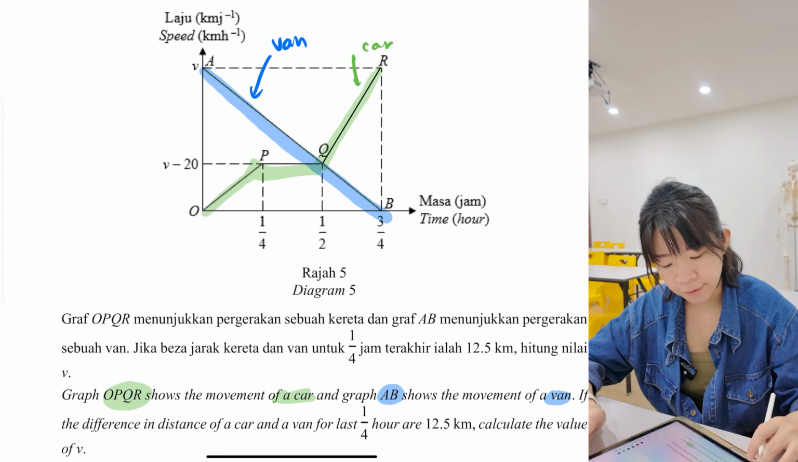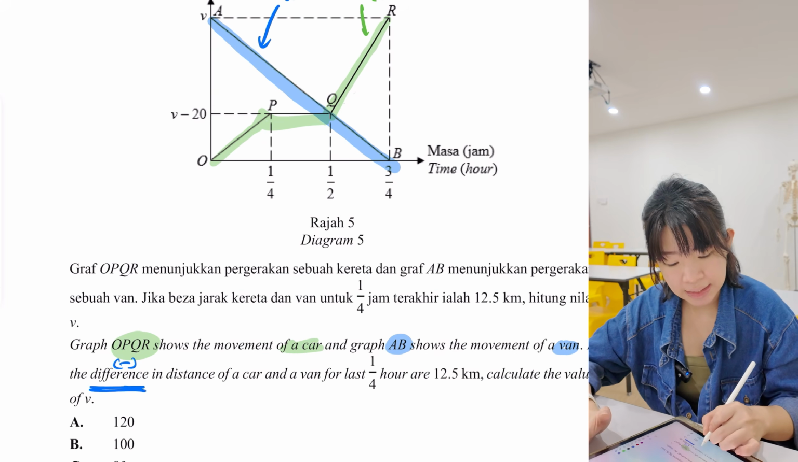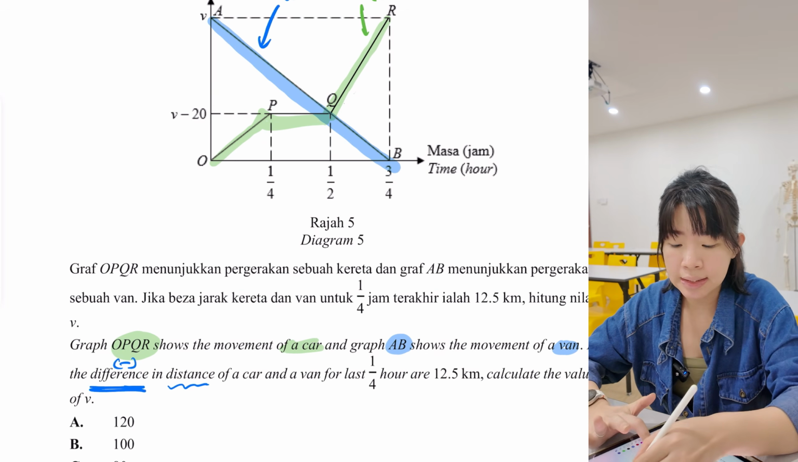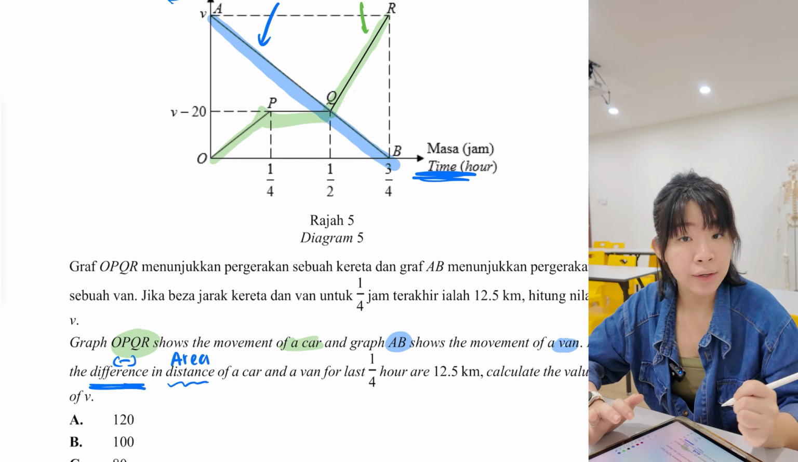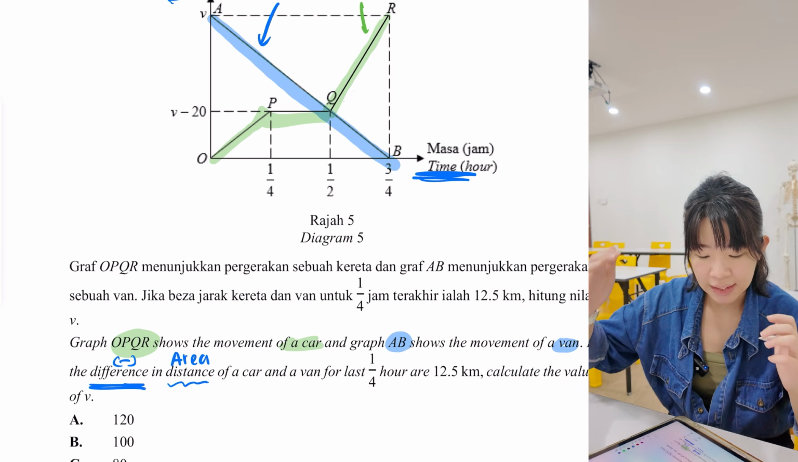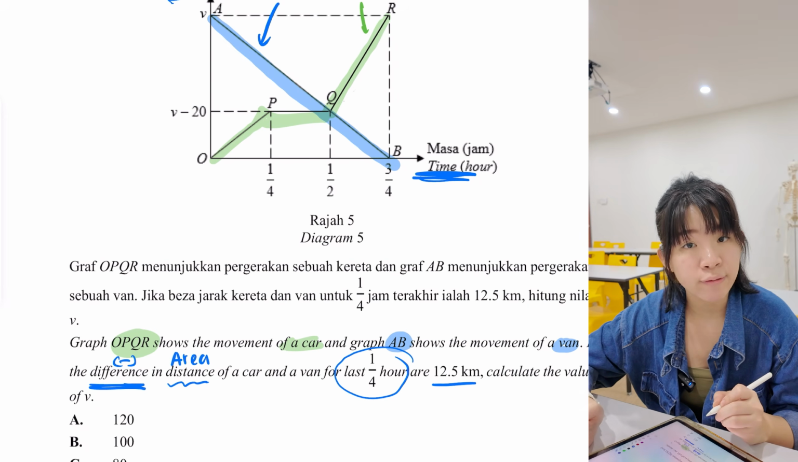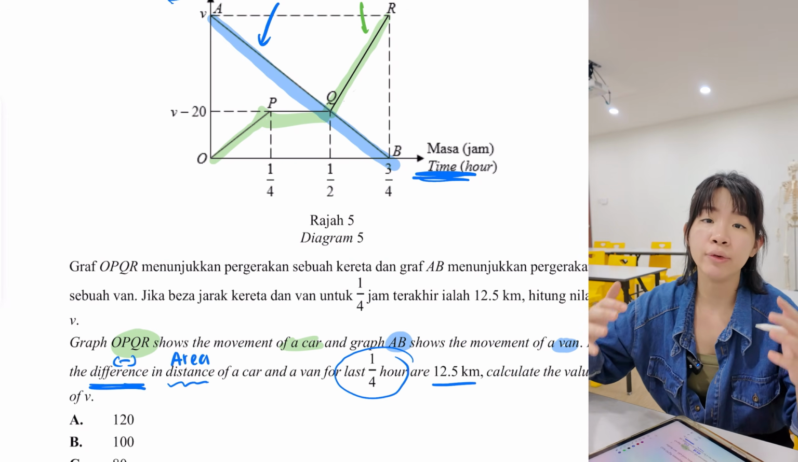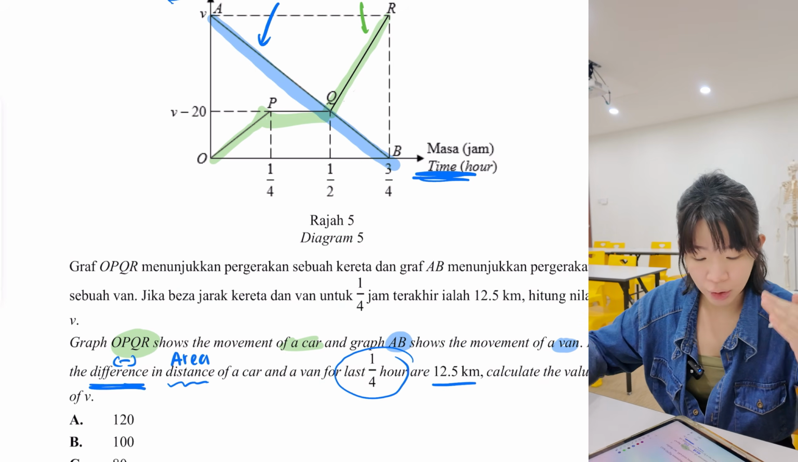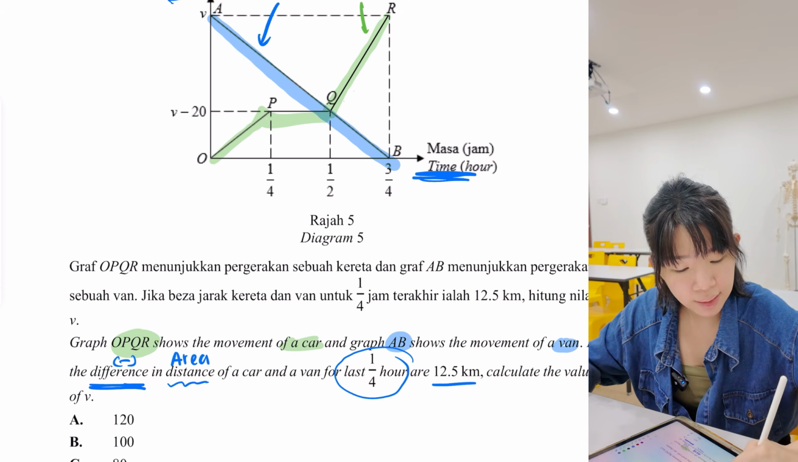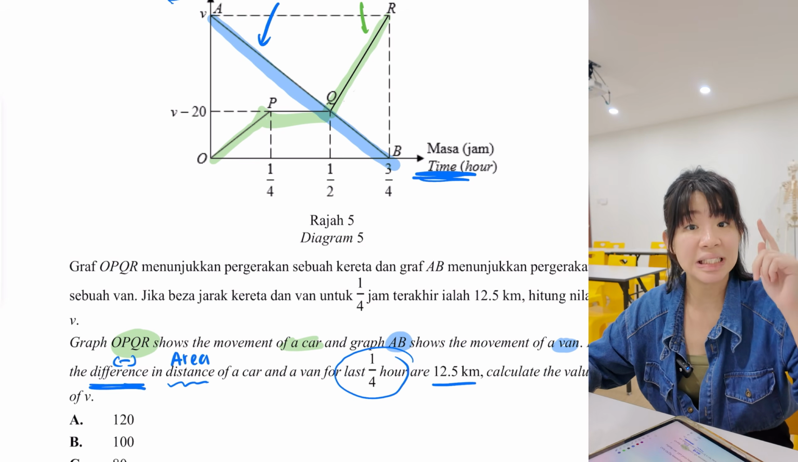Okay, the question says the difference in distance, and difference means we have to minus. How do we find distance in a speed time graph? We need to find the area under the graph, remember? The difference in distance of the car and van for the last 1/4 hour is 12.5 km. Find the value of v. We need to find the unknown, so we need to form an equation. What should we write as our first line? Definitely related to 12.5, because they give us 12.5, and this is the difference in distance.